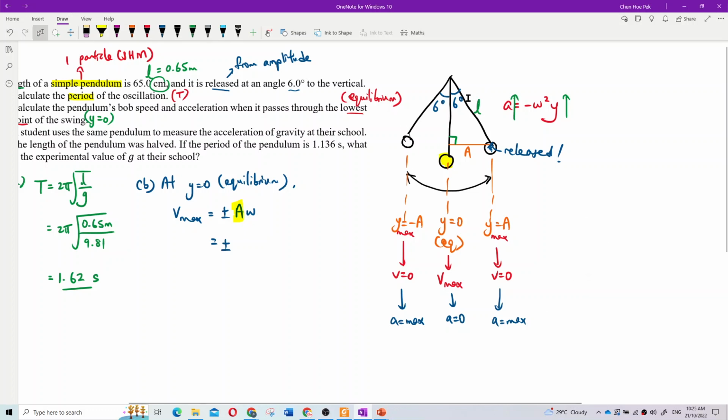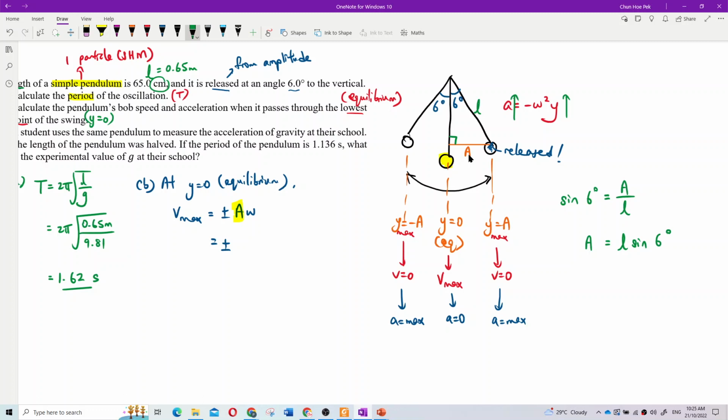So you see, this is okay. Now, can anybody tell me? Use sine 6 degree equal to A over L. Yeah, that's correct. So A is equal to L sine 6 degree. But make sure you are using degree, not radian. Your calculator, please change to degree. So 0.65 sine 6 degree.